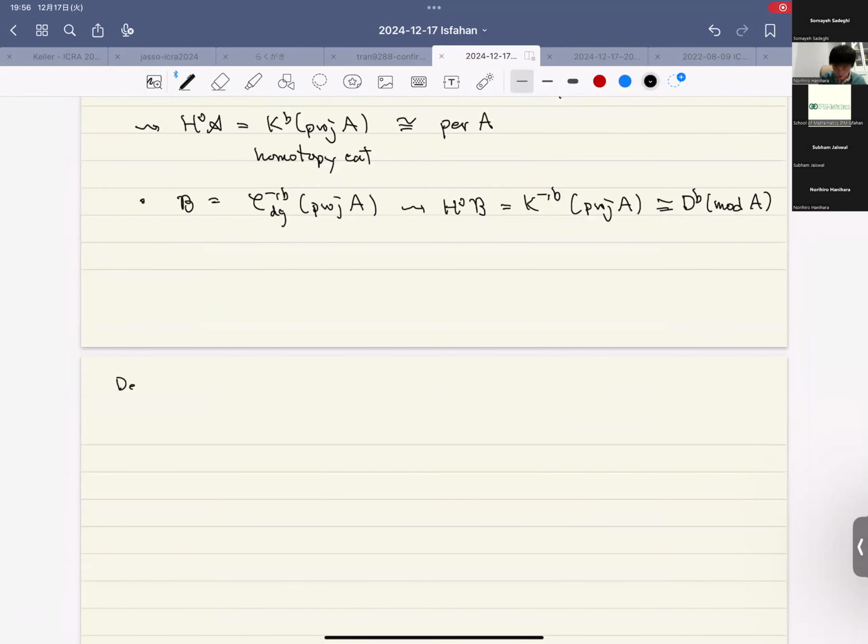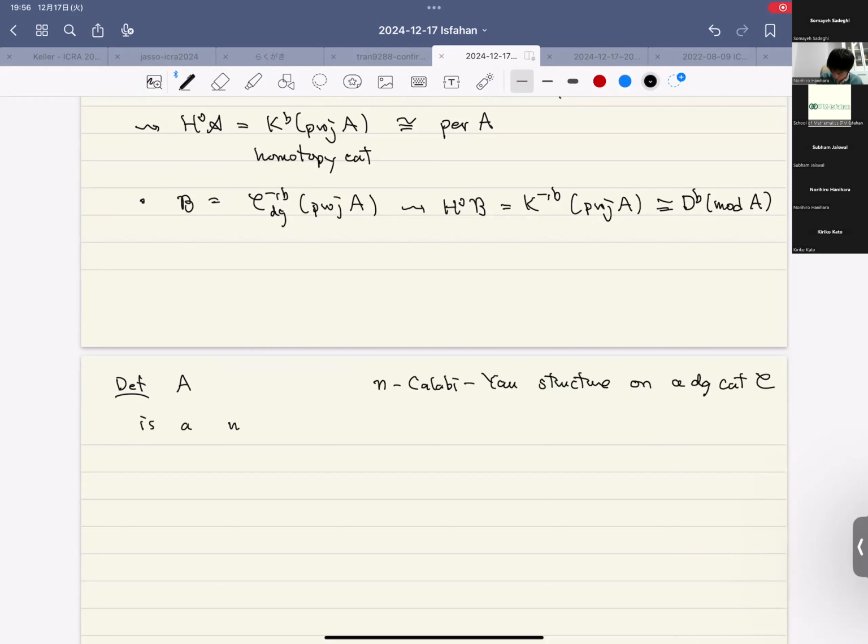Definition: let's say, I will intentionally leave some space here, an n-Calabi-Yau structure on a DG category C is a natural isomorphism between C(x,y) and C(y,x)[n] dual.